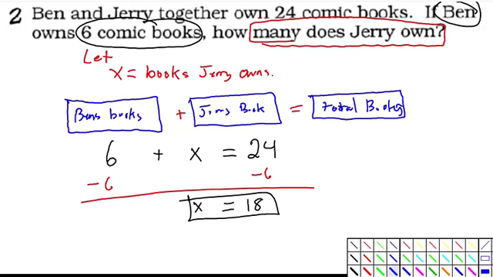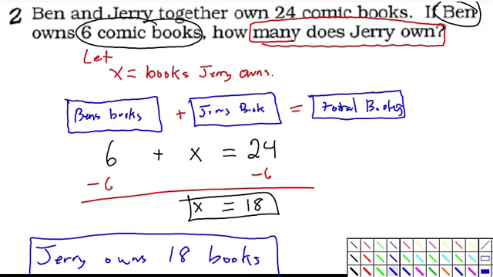So in this problem, what do we know? Jerry owns 18 books. All right, game over. We're done. All right, good luck. You're going to be working in groups on a few more problems just like this.